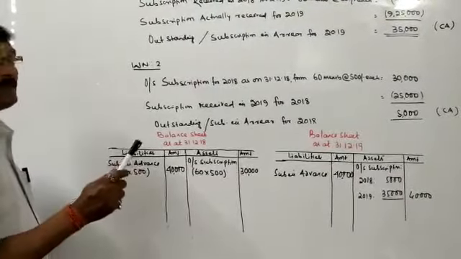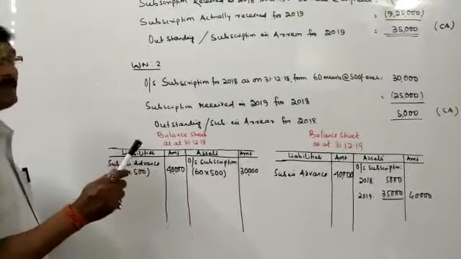Income and expenditure account for the year ended 31st December 2019, right? This is your income side, the credit side, with the amount. You know this, we are not writing it. See how the income is arising. You can write directly after calculations: by subscription received.